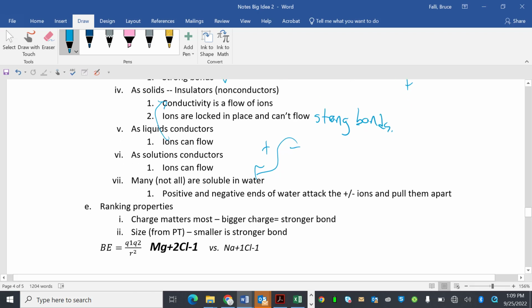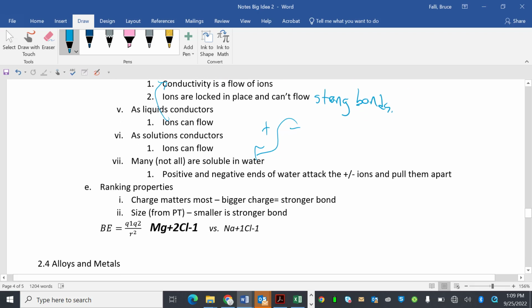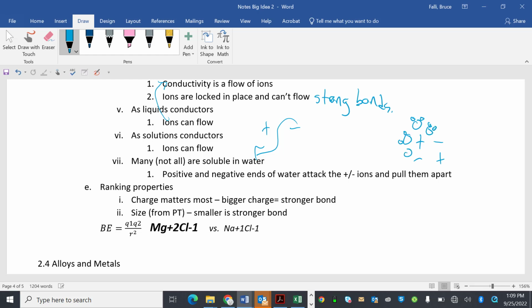And many, but not all, are soluble in water. Positive and negative ends of water attack the positive and negative ends. So if I draw a quick little bond here, and I'm going to start attacking with a whole bunch of water molecules, do you see how, in this case, I've got 4 water molecules trying to break this one apart? And that could happen. It depends on how strong that ionic bond is, the Q's and the size of them, and how much that'll get them. So many are soluble in water because water has a positive and negative end. The chin of Mickey Mouse is a little bit negative, and the ears of Mickey Mouse are a little bit positive.